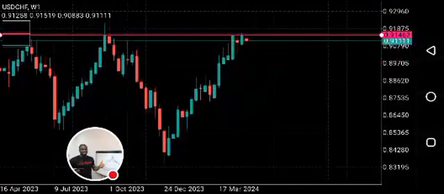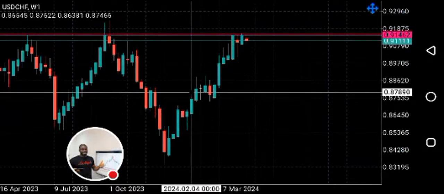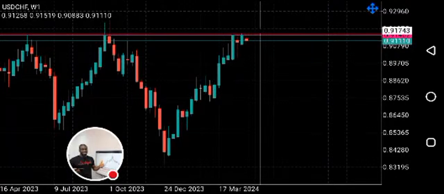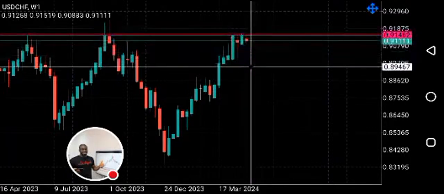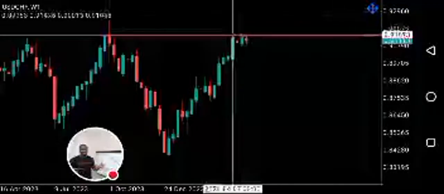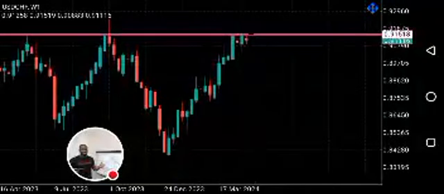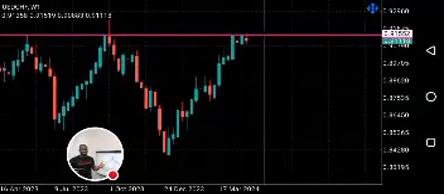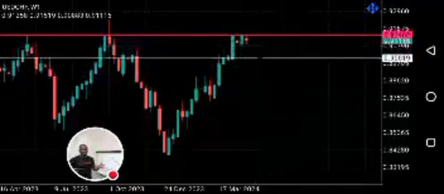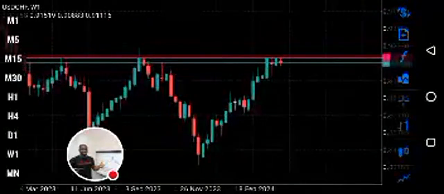And it's possible, so if you're considering, my bias is bullish on USD since my bias for DXY is bullish. I expect USD also to be bullish this week. So I would wait for a candle to close above this resistance. If a candle closes above this resistance, that will be the right time to buy USD CHF. This resistance must be broken.